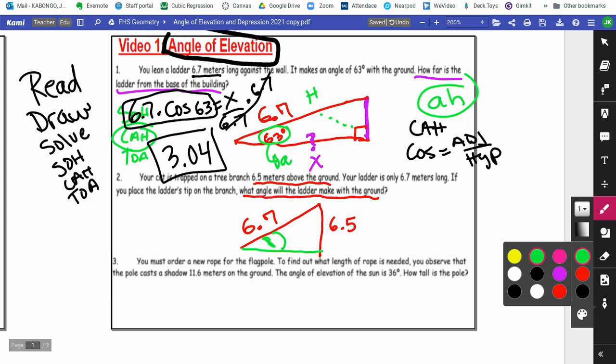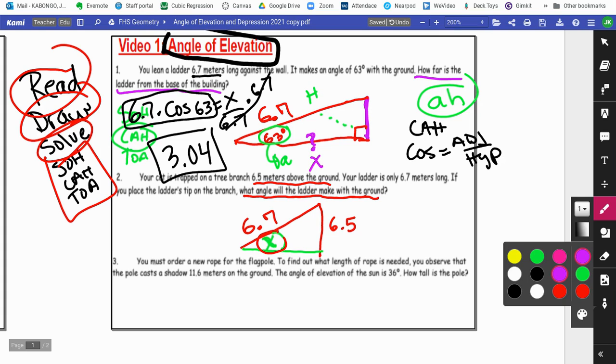Question mark. So let me go and put an X right here. All right, so as we discussed earlier, you have to read, you have to draw, then you have to solve using this. So that I have my angle. My angle is given to me.